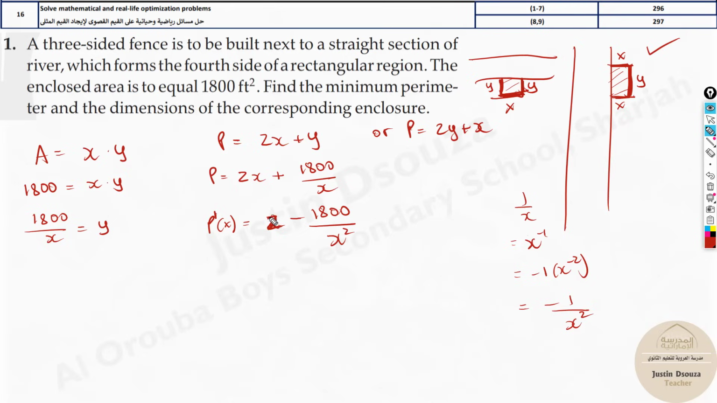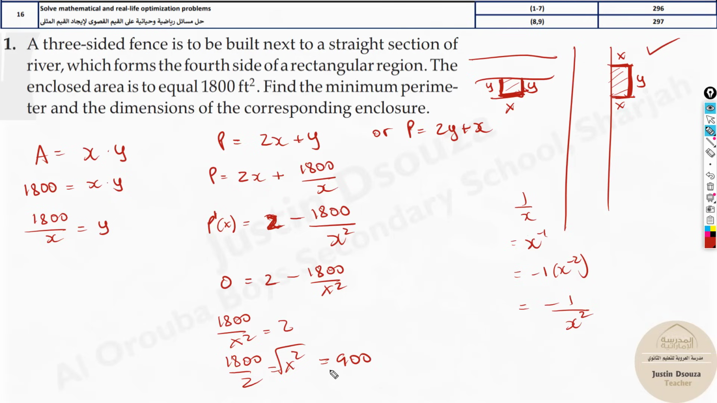And now what do we need? We need to find the critical numbers. How do we find critical numbers? By equating this to 0. And now we get 2 minus 1800 by x squared equals 0. You can just take this to the other side and solve it. It will be 1800 by x squared equals 2. Swap these. It'll be 1800 by 2 equals x squared. 1800 by 2 is 900.